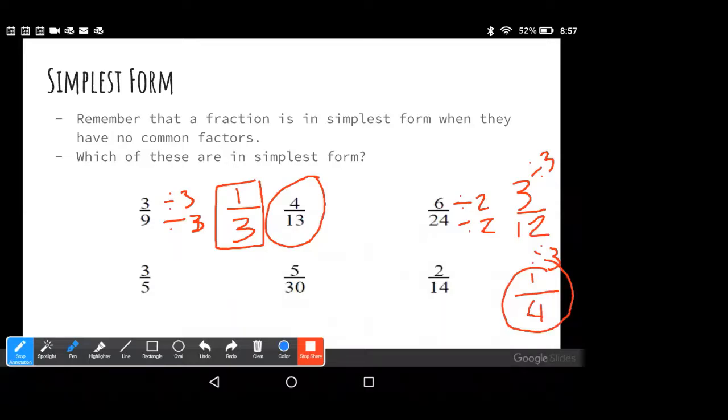Okay, so let's look at 3/5. Does 3 and 5 have anything in common? Anything that will go into both of those numbers? No. So 3/5 is in its simplest form. You can't do anything with it.